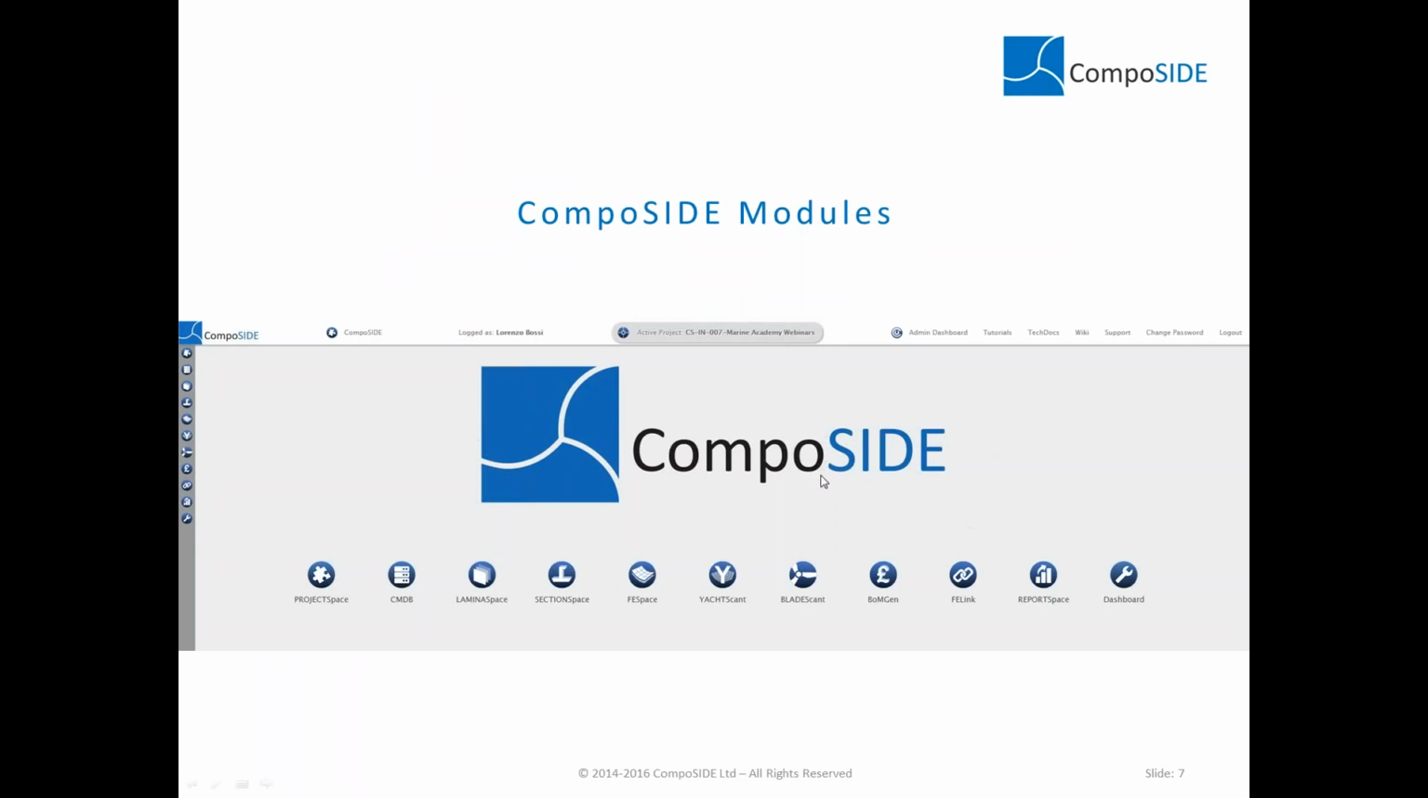So what you see here is the desktop of CompoSIDE. This is what you get once you are logged in, and you can see there are a number of icons which represent different models. Some of those are specific to other industries such as marine or wind or tidal energy generation. But we can look now at the main ones that are used in the process of creating products for Pultrusion.